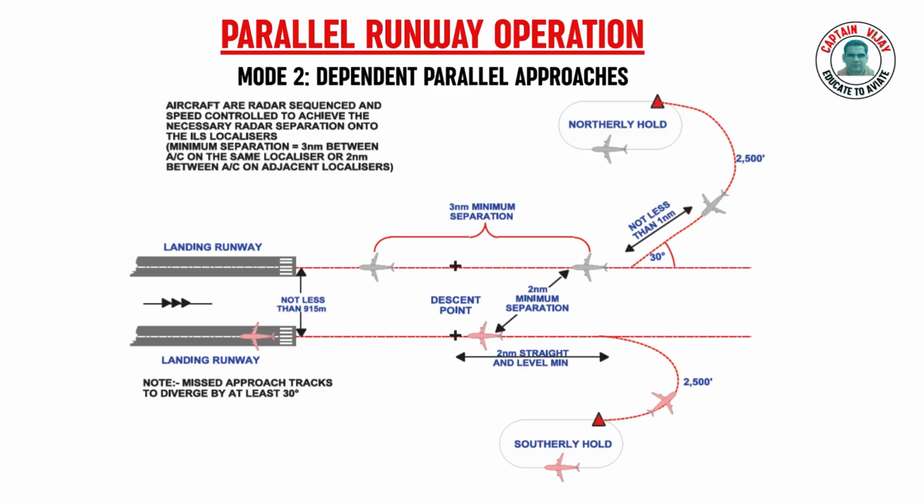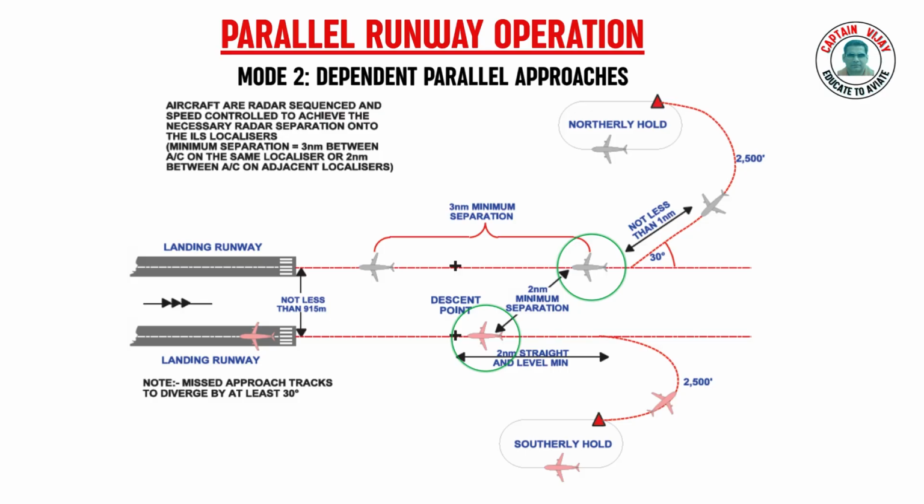Mode 2, dependent parallel approaches. Note on the screen that for dependent mode also the distance between two runway has to be more than 915 meter. Radar separation minima between aircraft using adjacent ILS are applied. What it means is that even though they are making approaches for different runways, they cannot be closer than 2 nautical miles to each other. This is what implies by saying that it is a dependent parallel approach. It also means that they will never be abeam each other on approach.